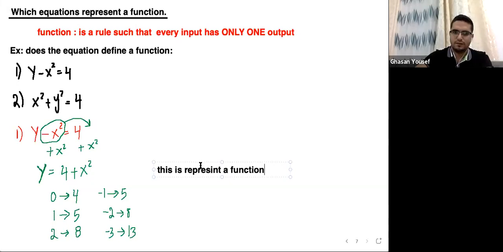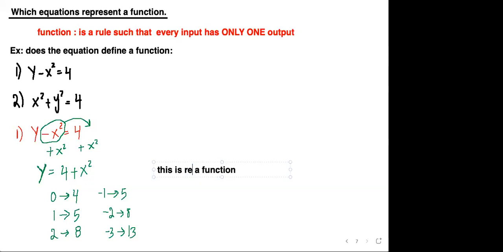Go ahead. What's your question? So let's say this is only true for 1, 2, 3, only 6 x values. What if later on there's something?